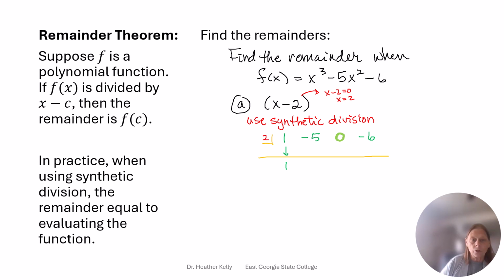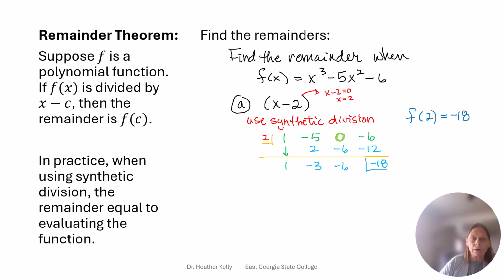And we're going to do it. 2 times 1 is 2. Negative 5 plus 2 is negative 3. 2 times negative 3 is negative 6. 0 minus 6 is negative 6. 2 times negative 6 is negative 12. Negative 6 minus 12 is negative 18. So now we can say that f of 2 is equal to negative 18.